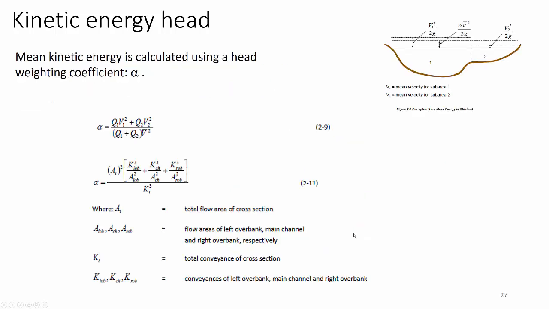The mean kinetic energy is calculated using a head-weighted coefficient alpha, where alpha equals flow times velocity squared at cross-section 1 plus flow times velocity squared at cross-section 2, over flow at 1 and 2 times the average of velocity squared. Another way to calculate alpha is using the three different K's. So this gives you a kinetic energy head for a particular cross-sectional area.